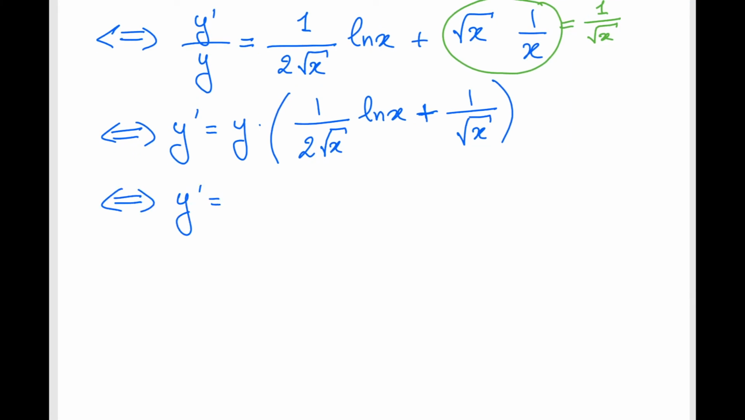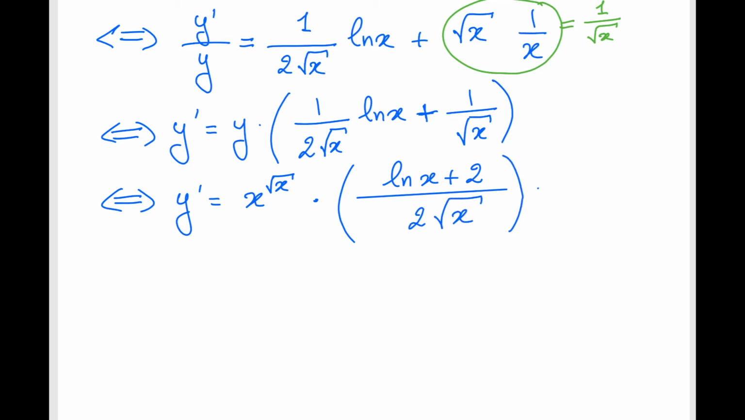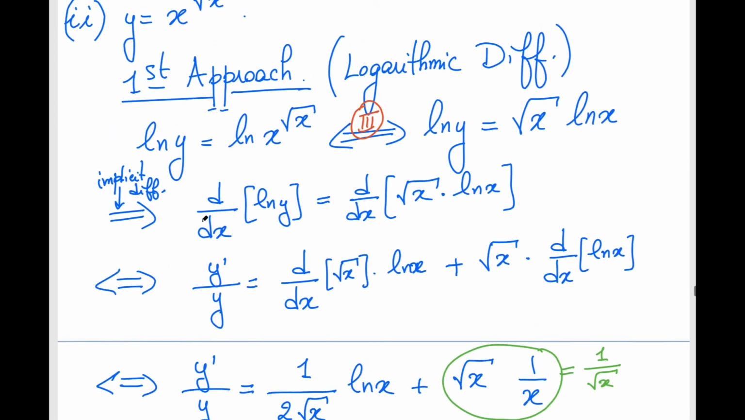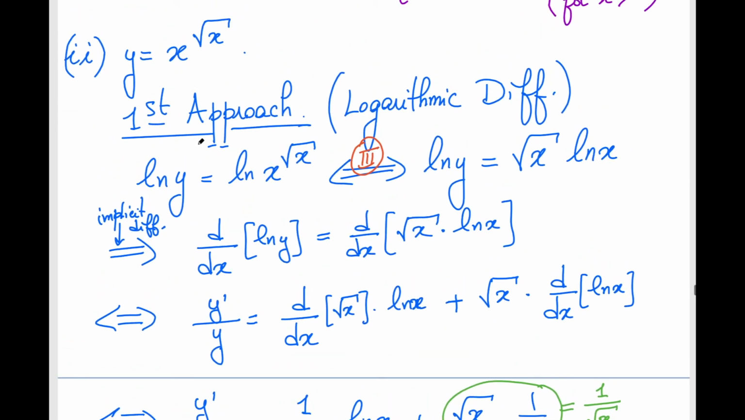So y prime is y, which is x to the power square root of x, times, let's put them under the same denominator, which is 2 square root of x. So upstairs I should have ln of x plus 2, divided by 2 square root of x. Agree with me? This is what y prime is. This is what the derivative of this function is. This is the first approach.